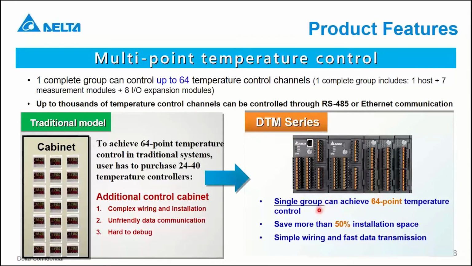Okay, so here are some highlight pictures. For a single group, I can achieve 64 points. And we can also save more than 50% of the installation space, because you can see here I already have 20 to 30 channels of input. Compared with before, we can count 1, 2, 3, multiplied by 7, so here's 21 temperature controllers. But right now we just put this one to replace all of that. So I believe this is a very good, very advantageous function.